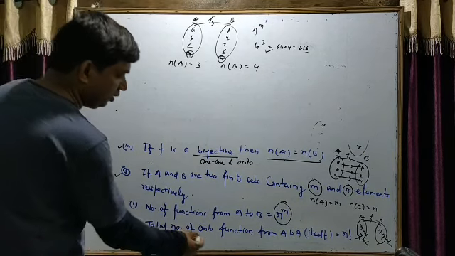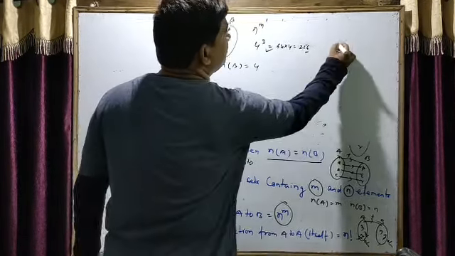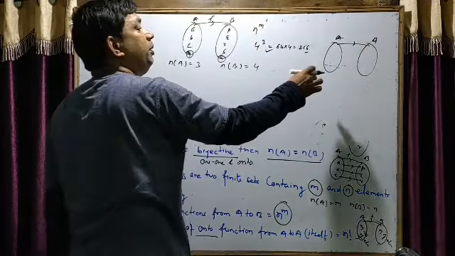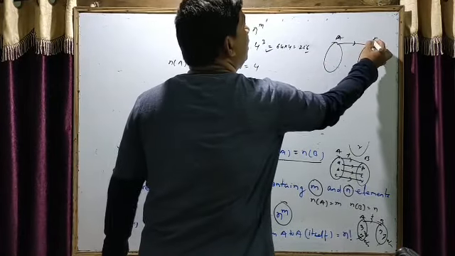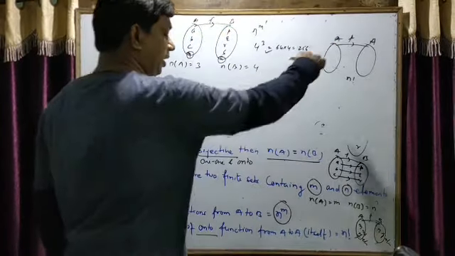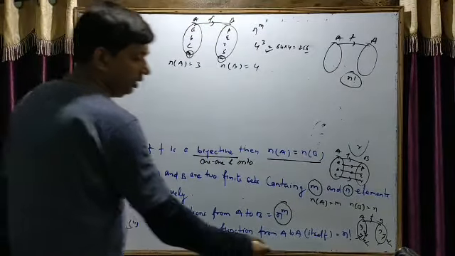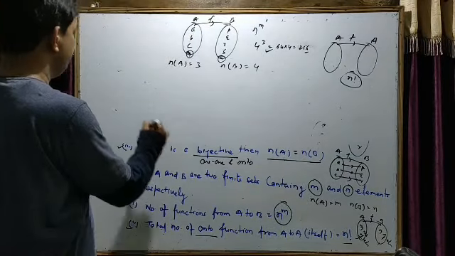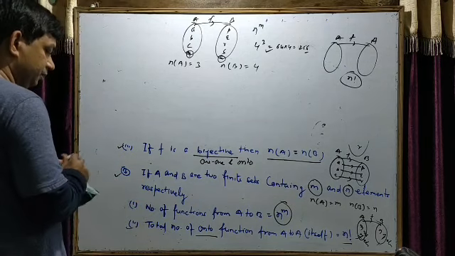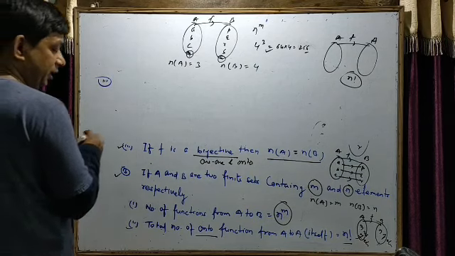Total number of onto functions from A to A means F is a rule from A to A. So whatever number of elements are present in this set, and here both are the same, then the number of onto functions is n factorial. Suppose this set contains n elements, then automatically that set also contains n elements. So the number of onto functions is n factorial. That is written. Number 3 means the third point. This is first, second, now the third point.